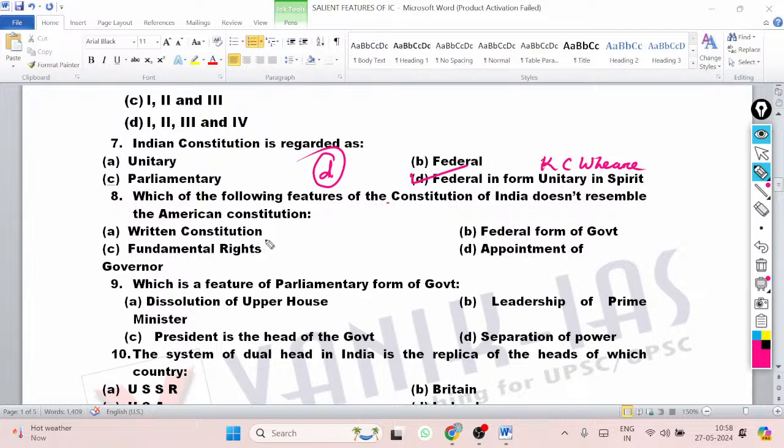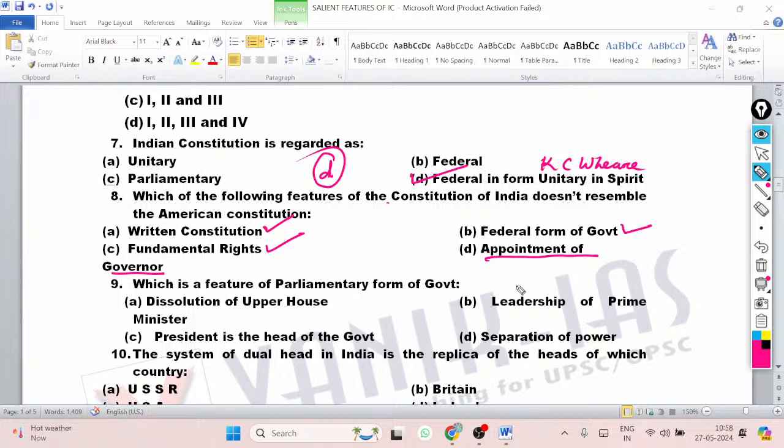Number 8. Which of the following features of the Indian Constitution does not resemble the American Constitution? We have a written constitution, they have a written constitution. We have fundamental rights, they have fundamental rights. We have a federal government, they have a federal government. But we have an appointed governor, but they don't have an appointed governor.